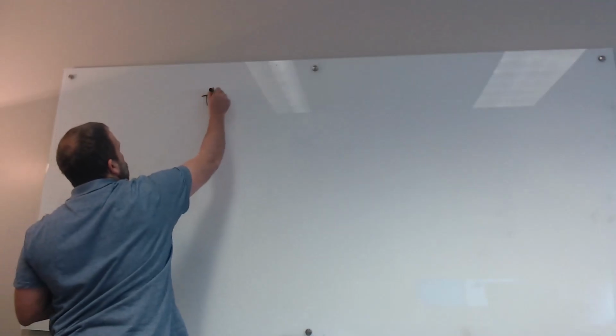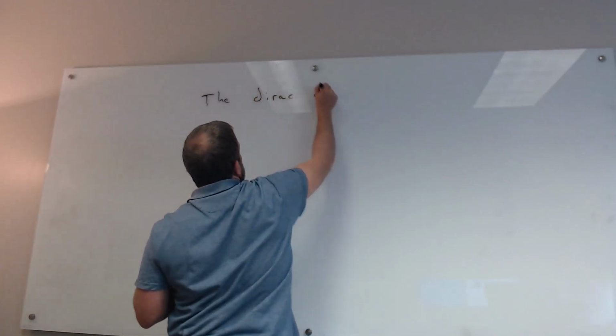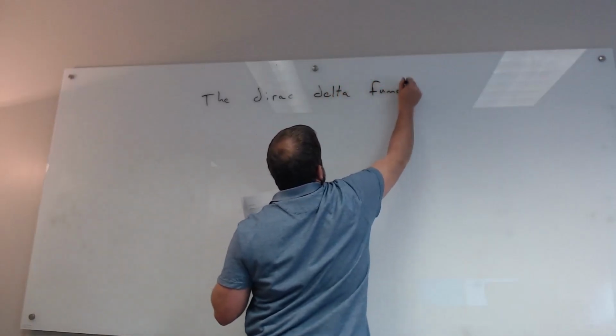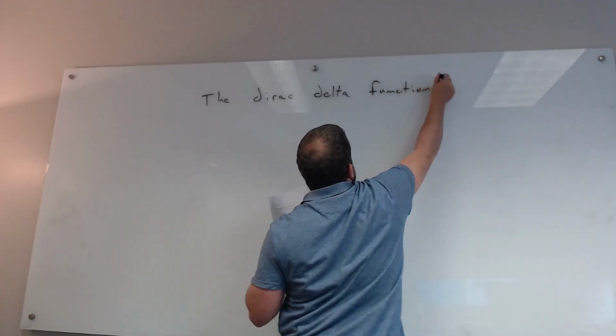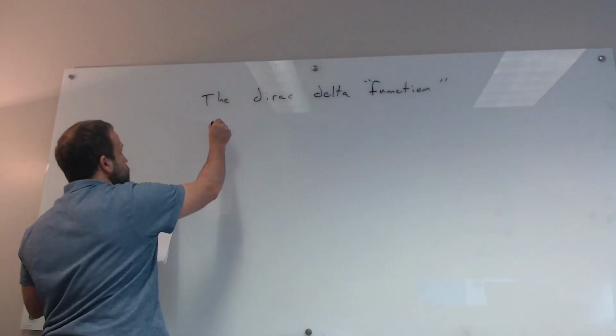Okay, so I want to say a little bit about something that you might remember from probably your differential equations class. It's called the Dirac delta function sometimes, but it's actually not a function, as we will see. So remember the Dirac delta function. The Dirac delta function, I'm going to put quotes here, satisfies the following properties.